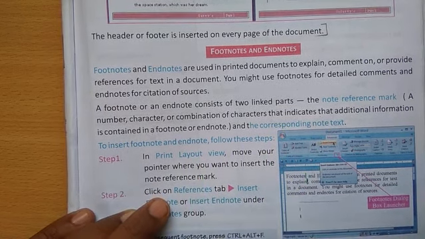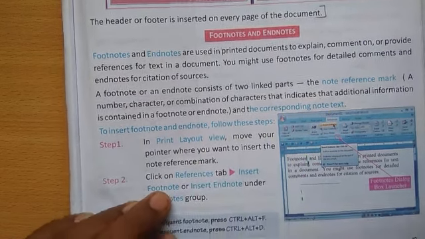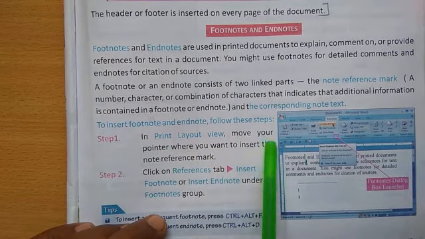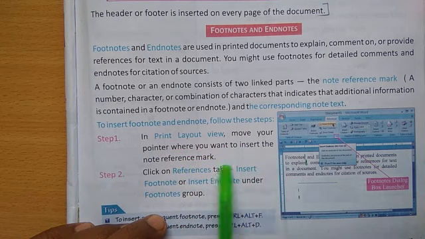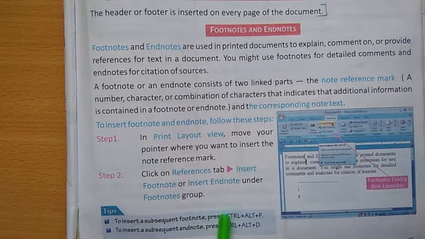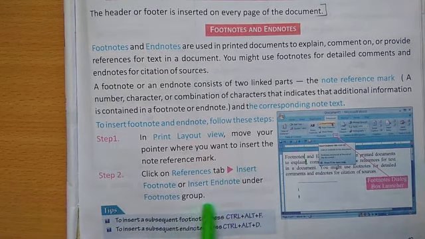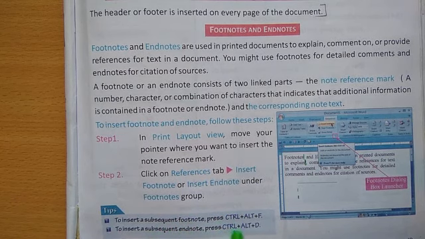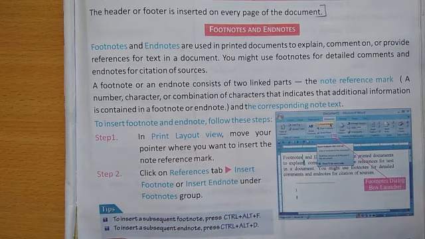To insert footnotes and endnotes, follow these steps. Step number 1. In Print Layout view, move your pointer where you want to insert the note reference mark. After the second step, click on the References tab. Insert Footnote or Insert Endnote under the Footnotes group. Here are some tips. To insert a subsequent footnote, press Ctrl plus Alt plus A. To insert a subsequent endnote, press Ctrl plus Alt plus D.